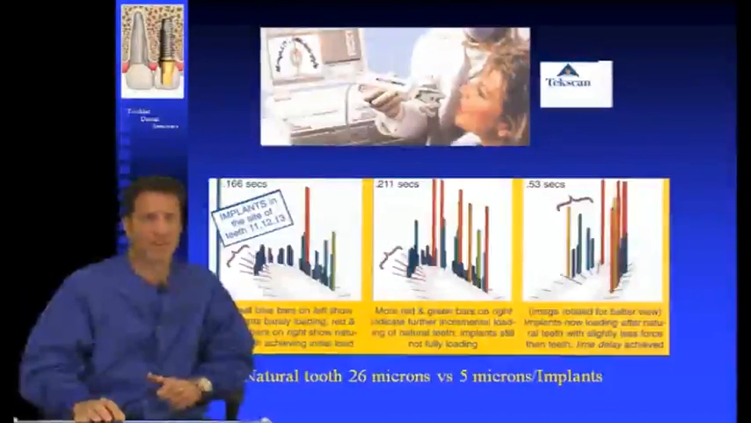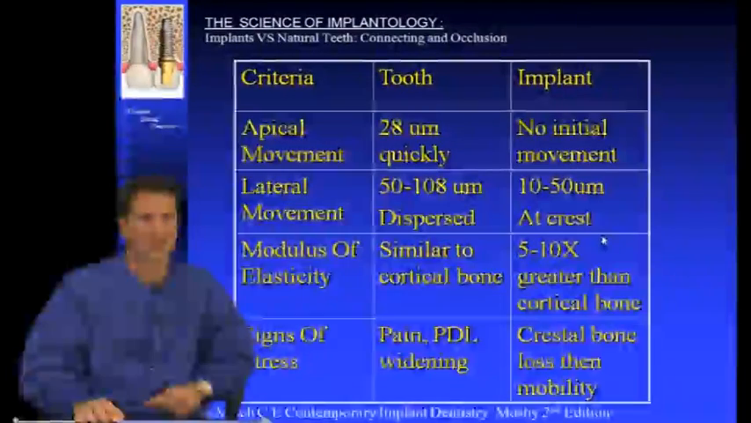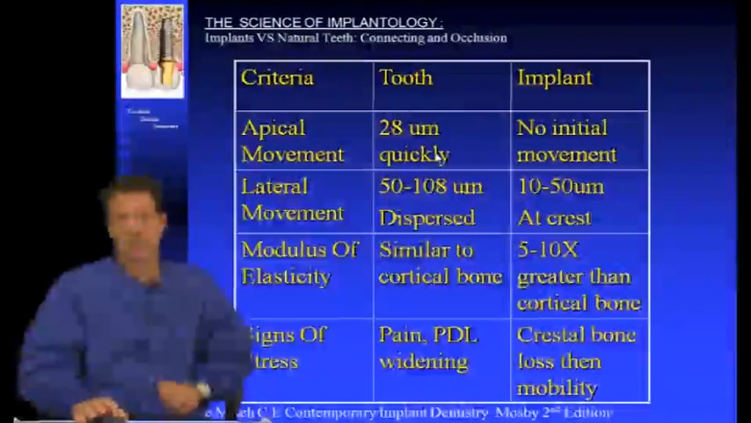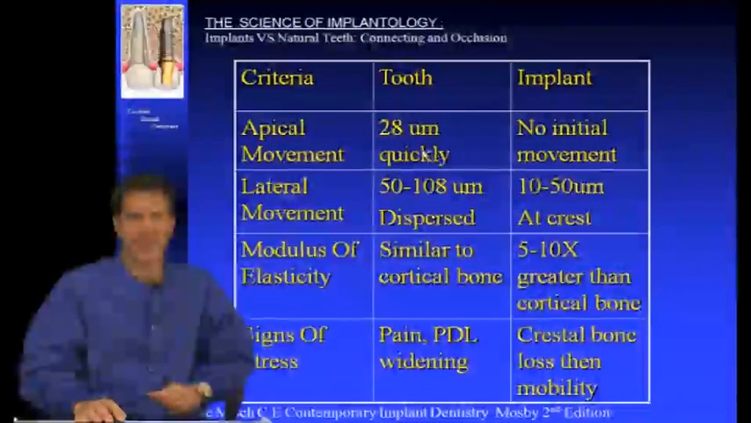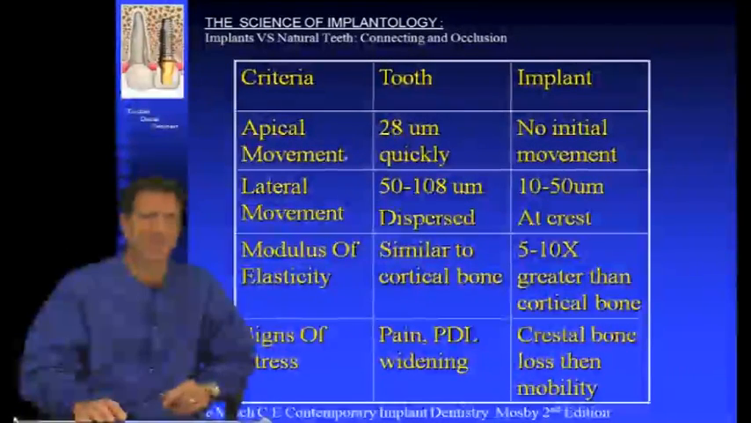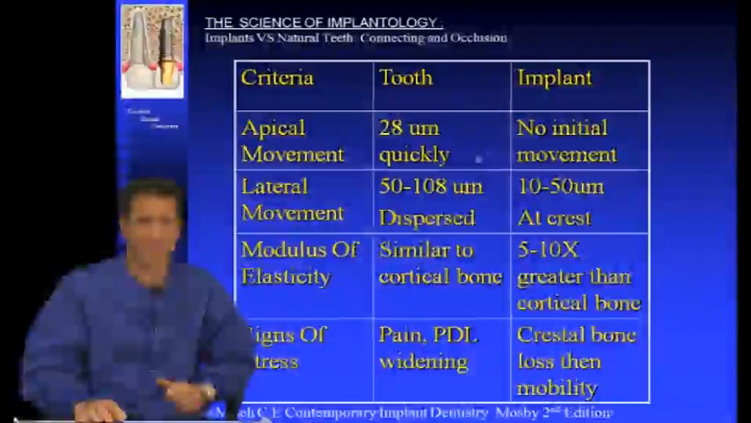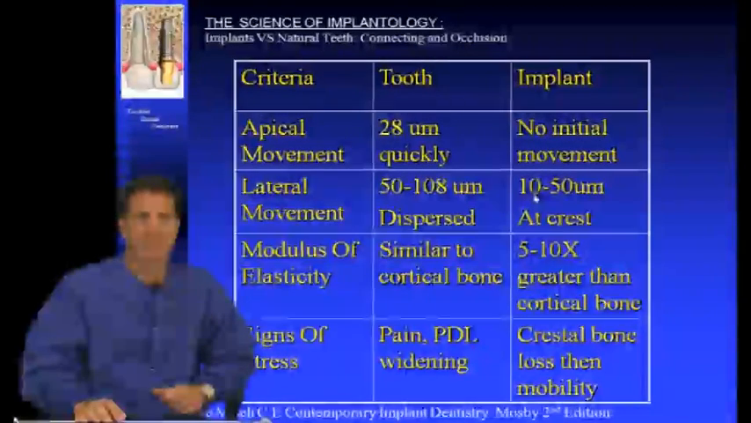You can use devices like the T-Scan to measure biting forces, and you can see in this case that the implants load later. You can see it right there. The reason is that dental implants and teeth act differently in the mouth because they're different animals. A tooth has some apical movement, whereas an implant does not. Less movement laterally.